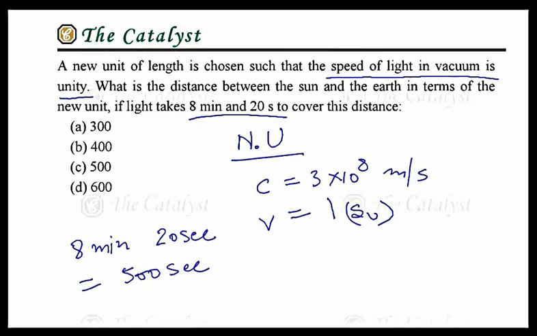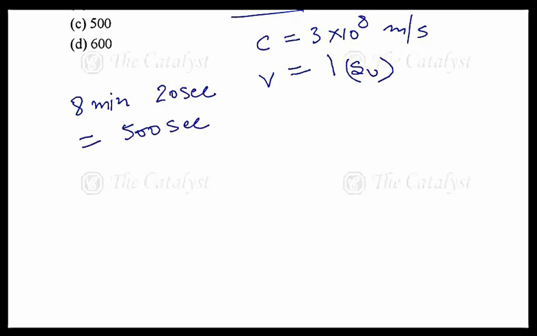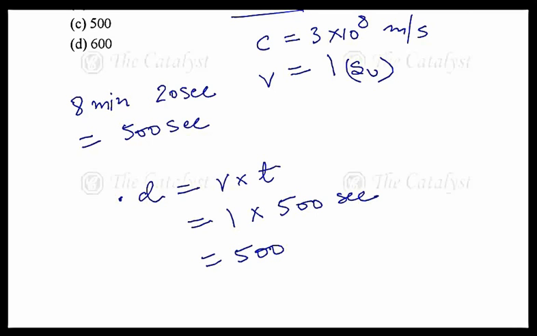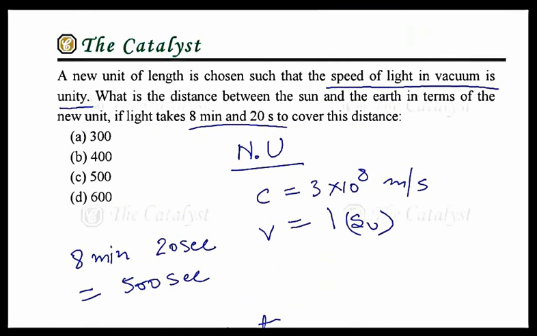So if you wish to find out the distance, what you can do is the distance d will be given by the velocity into time taken, right? The velocity is 1 unit in the new system and the time is 500 seconds. So it will become 500 some new system of distance. This is some new unit of distance, right? So the answer will be 500. Option C is correct.